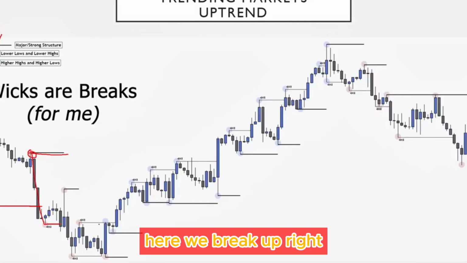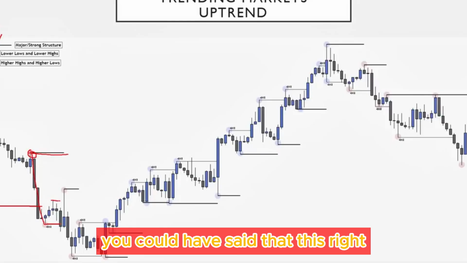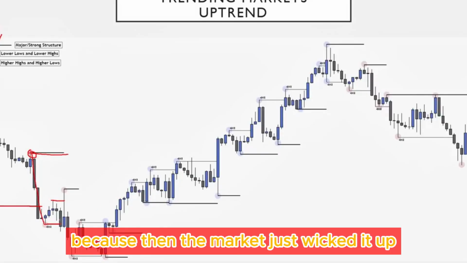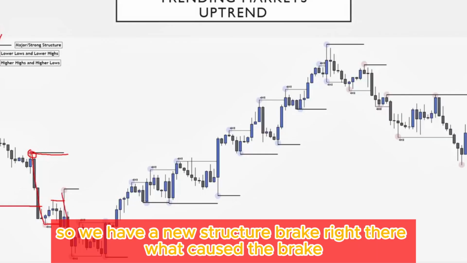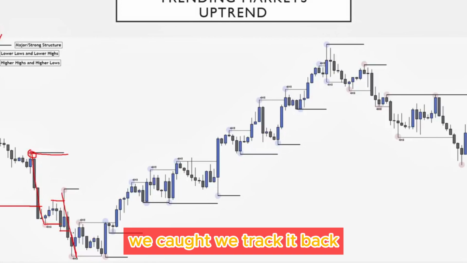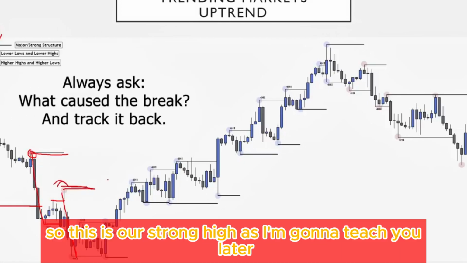Here we break up, right? We break down actually. So here, you could have said that this right there was a liquidity grab, because the market just wicked it up and then continued to break down. Okay, so we have a new structure break right there. What caused the break? We track it back. It's this guy. We put this. So this is our strong high, as I'm going to teach you later.